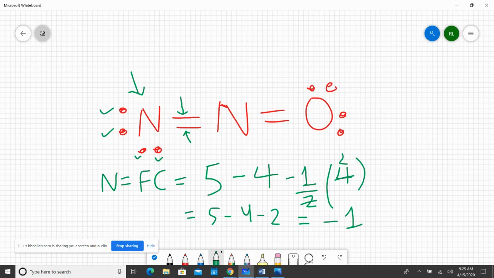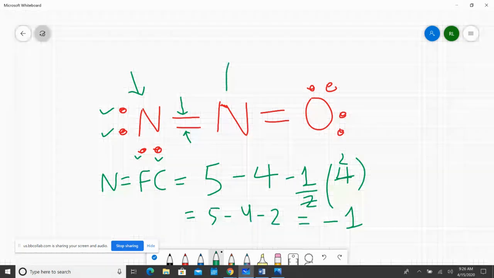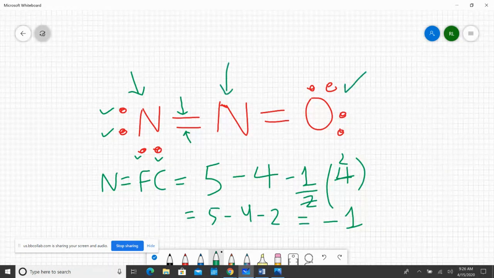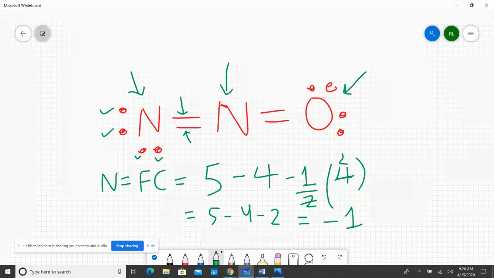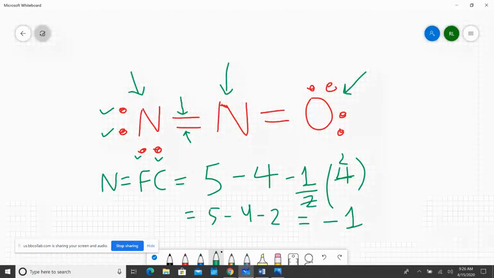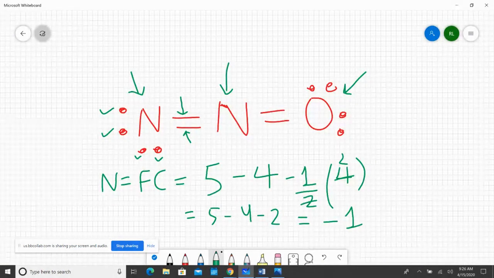All right. So take your time and see if you can figure it out. I'm going to give you 30 seconds to figure out the formal charge on this nitrogen atom and then this oxygen atom. Go for it. Use that formula, and make sure you're able to use it, because you'll definitely have this question on exam 4.